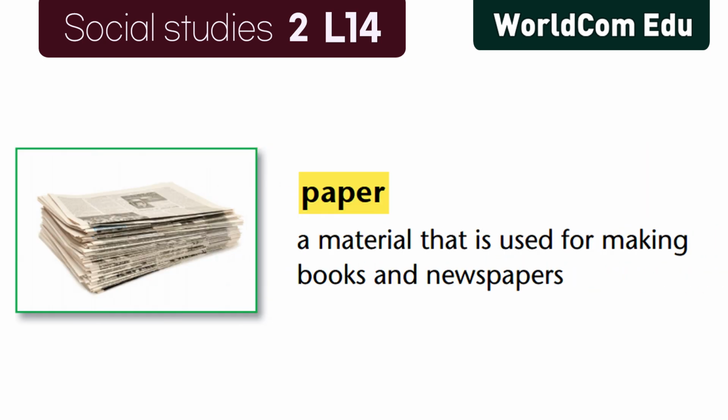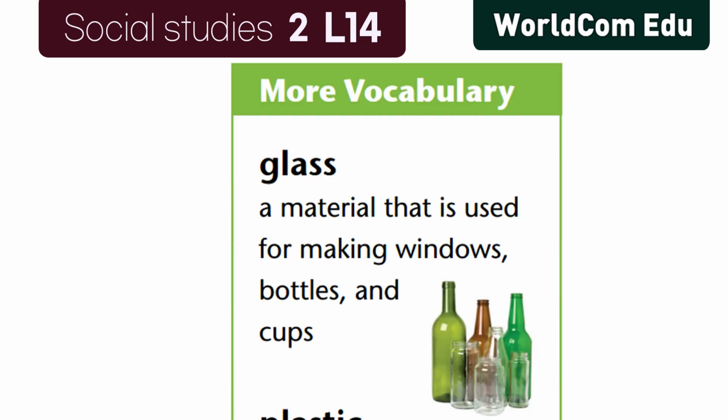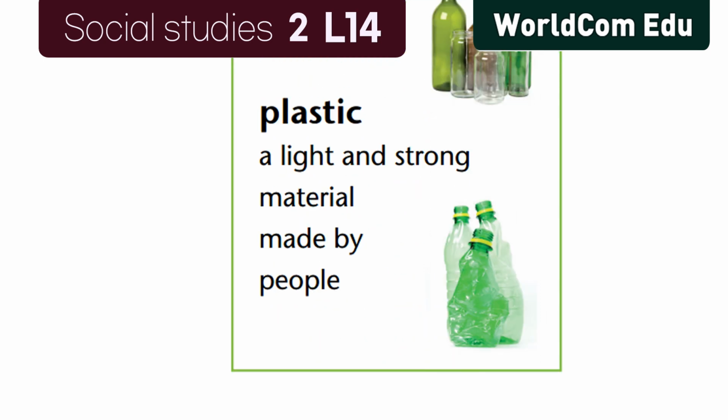Paper. A material that is used for making books and newspapers. Metal. A hard and shiny material found in nature. Glass. A material that is used for making windows, bottles, and cups. Plastic. A light and strong material made by people.